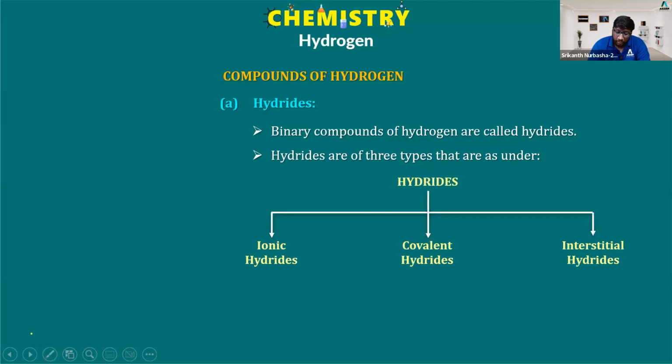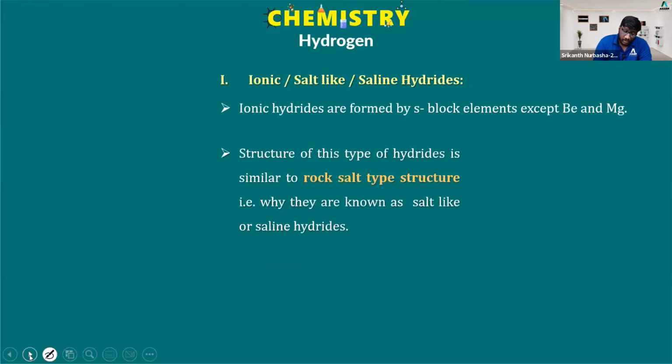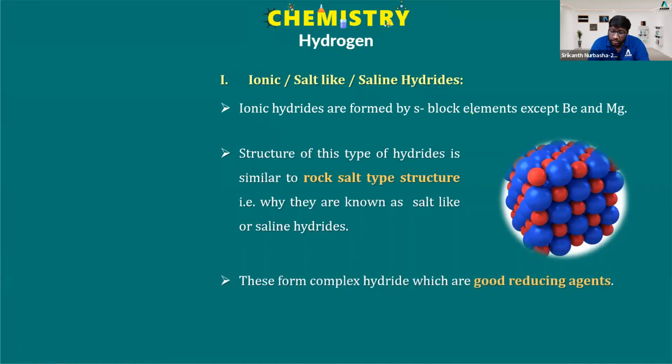The binary compounds of hydrogen are called hydrides. Hydrides are of three types: ionic hydrides, covalent hydrides, as well as interstitial hydrides. Ionic, or salt-like or saline hydrides, are formed by s-block elements except beryllium and magnesium.